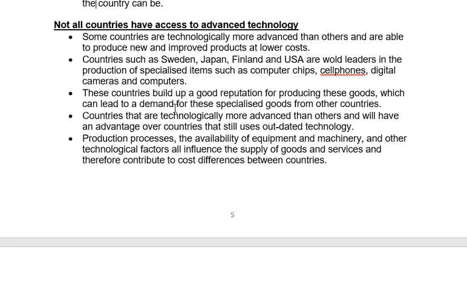These countries, Sweden, Japan, Finland, America, Germany, have built up a good reputation over many years for producing good quality products. So other countries like South Africa are not even going to try to produce certain items because we simply cannot compete with these countries. Their reputation is just so good. We prefer to buy from them because they have specialized in the production of certain things.